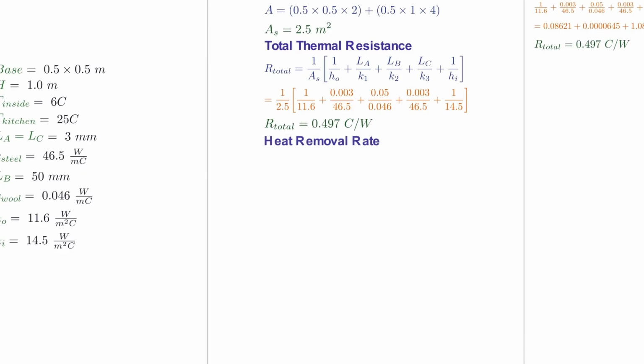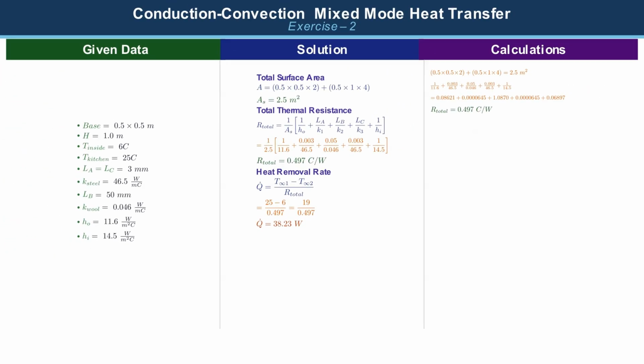Now, applying the thermal resistance formula, Q dot equals T infinity 1 minus T infinity 2 over R total. The temperature difference here is from kitchen to interior. 25 minus 6 equals 19 degrees Celsius. Substituting, Q dot equals 19 over 0.497. Q dot equals 38.23 watts. This means the refrigerator compressor must continuously remove 38.23 watts of heat from the interior just to counteract the heat leaking in from the kitchen. This is the minimum cooling load on the system.